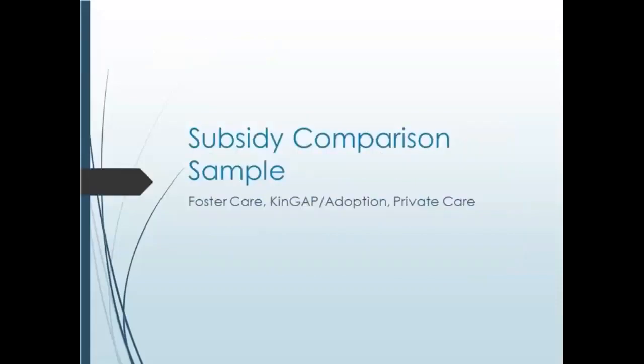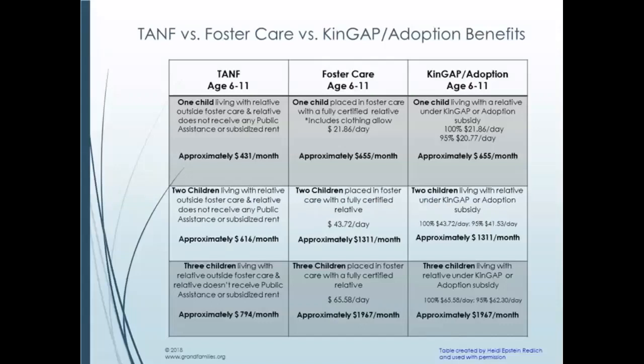So let's take a look at the subsidy comparison between foster care, KinGAP, and adoption, and private care, the non-parent child-only grant. So the left-hand column here is going to be what Ray talked about at the beginning of this presentation. TANF stands for Temporary Assistance for Needy Families. That is the public assistance grant that Ray talked about. In the first box here, you'll see one child living with a relative outside foster care.